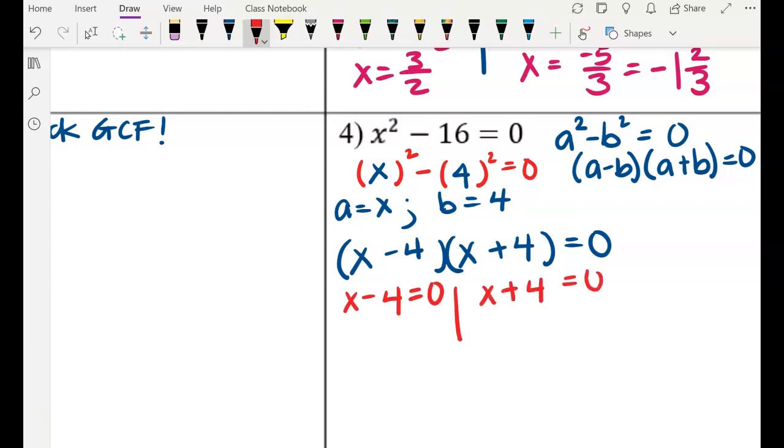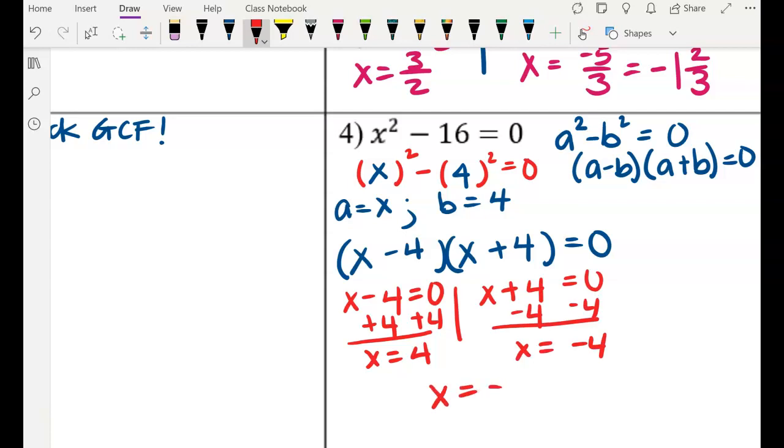And we solve for this one normally, add 4 to both sides. So our first answer is x equals 4. Minus 4 from both sides. So that's going to give us negative 4. So let's box up our two answers. Let's write it from smallest to biggest, just kind of organizing it nicely.